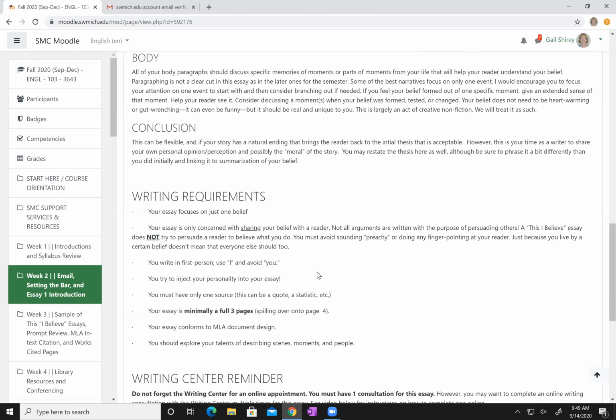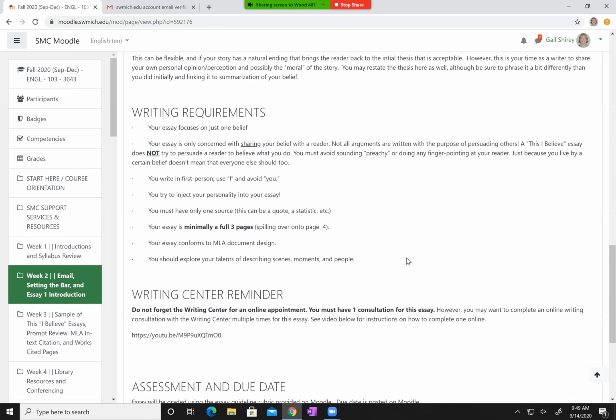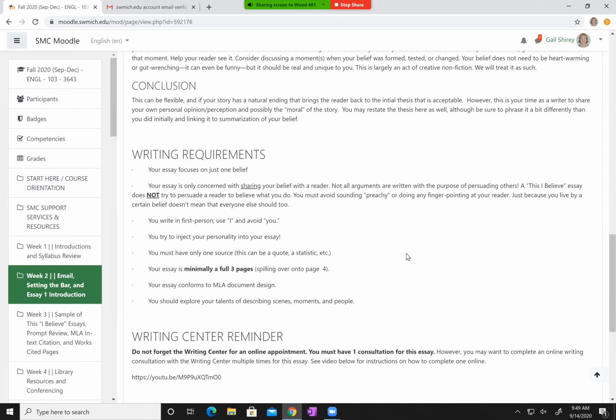You should explore your talents of describing scenes, moments, and people. This is the creative part. Be creative in it. Don't be dry. Don't just list a bunch of items. Be creative. Get the reader immersed in the experience or in your example.